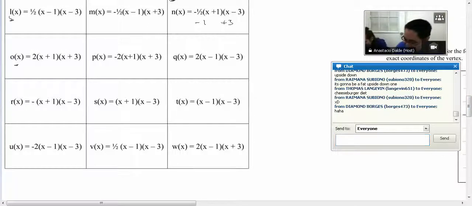Ready? What about this one? Let's do this one. Where's the crossing at? Negative 3. Positive 1, negative 3. What can you tell me about this parabola?